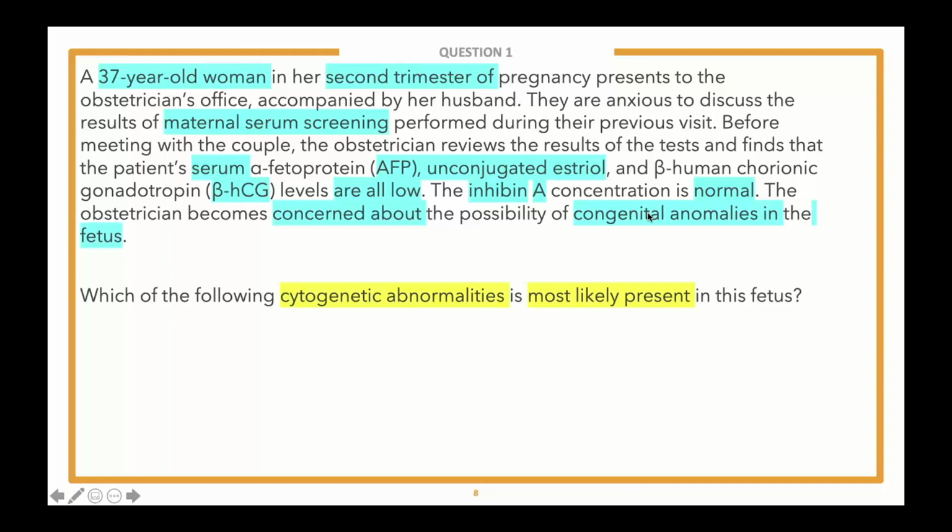So, cytogenetic abnormality. How many steps do we think this question could be? Well, I think this could be one or two steps. I think one, based off those levels, we need to come up with the diagnosis. And then two, and maybe it depends on the answer choices, but based off that diagnosis, what would be a cytogenetic abnormality? So maybe a two-step question here. So let's go ahead and take a look at those answer choices.